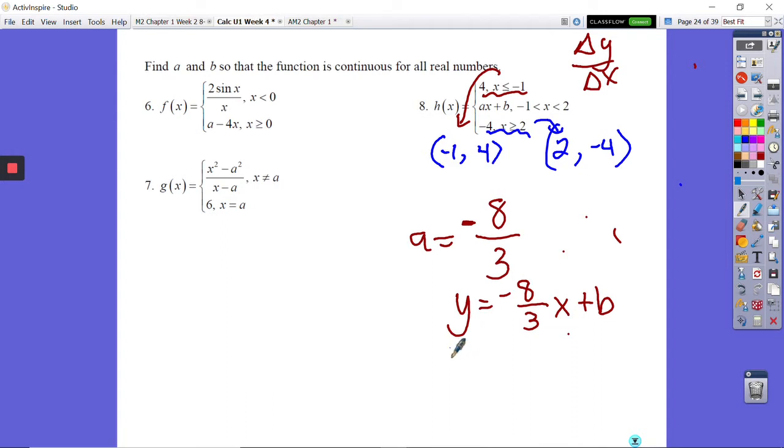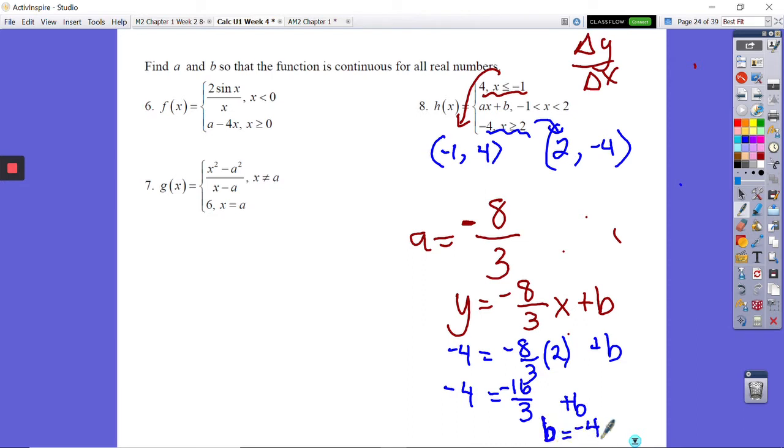So I'm going to go ahead and put negative 4 over here at negative 8 thirds times 2 plus b. And so negative 4 equals negative 16 thirds plus b. And so b equals negative 4 plus 16 thirds, and there are 12 thirds in negative 4, so my answer is 4 thirds. Okay, and I'll double check that by checking it out on Desmos.